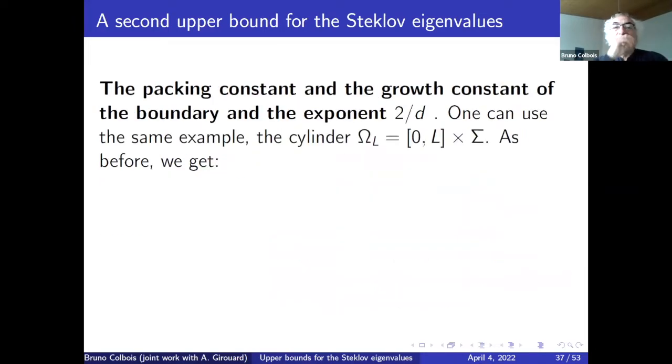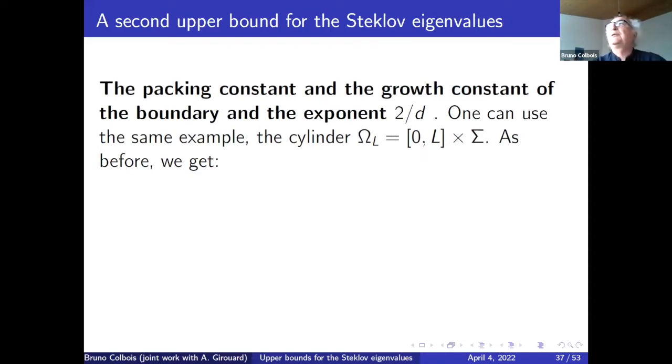Less clear is the packing constant, the Croke constant, and the question of the exponent of the boundary. So we can use the same idea as before. You take a Riemannian manifold Sigma without boundary, and you take the cylinder Omega equals [0, L] times Sigma, and you do exactly the same as before. If L is small enough, we know exactly what the Steklov spectrum is.